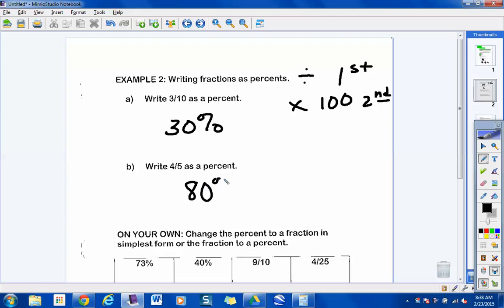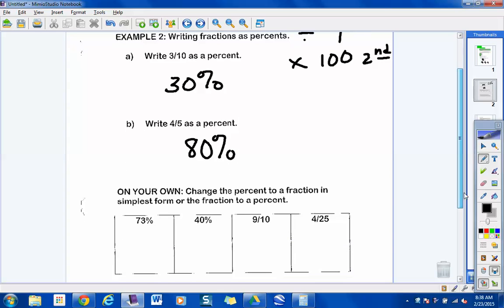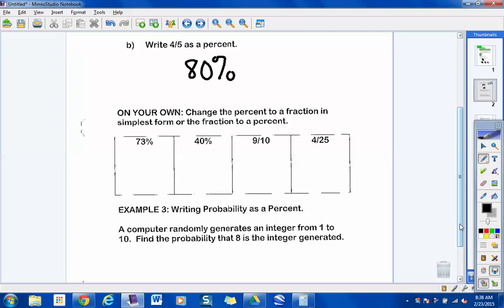Down below on your own. Told you this was pretty easy today, didn't I? Yeah. Down below on your own. If you have a percent, you need to turn it into a what? Fraction. If you have a fraction, I want you to turn those into a what? Percent. I want you guys to take about a minute, do those on your own.